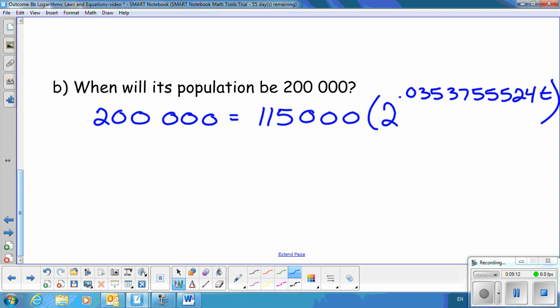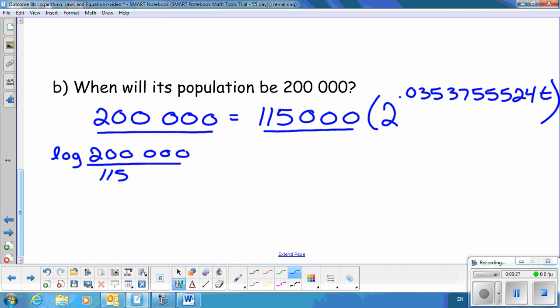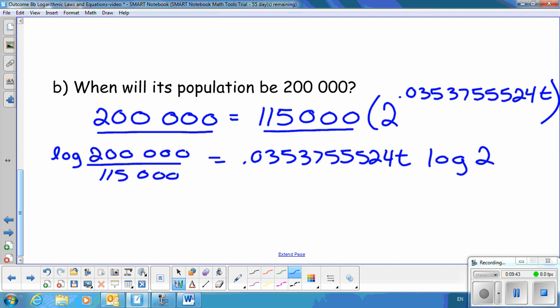So again, we're going to end up needing to use logs. So divide by this 115,000 on both sides, and then we're going to take the log of both sides. So I have the log of 200,000 over 115,000 equals that decimal number t times the log 2, so I move that exponent out front.